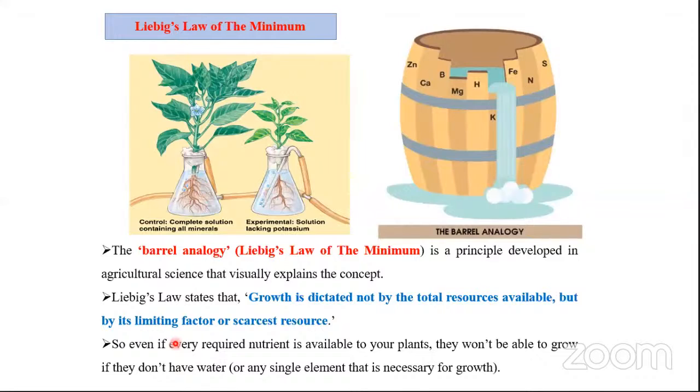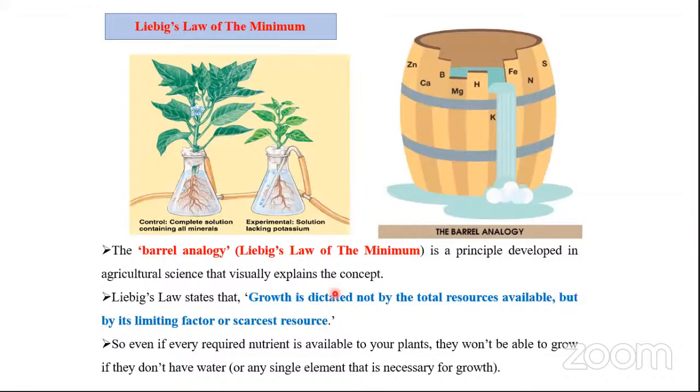So what Liebig says is that growth is dedicated not to the total resources available, but to the limiting factor, the scarce one. See, the barrel concept means if all nutrients are there, we have zinc, we have calcium, we have boron, we have magnesium, we have iron, everything, but one nutrient is very less. What will happen? The water comes out. That means the yield is reduced. This is explained by the barrel analogy, by the law of the minimum.